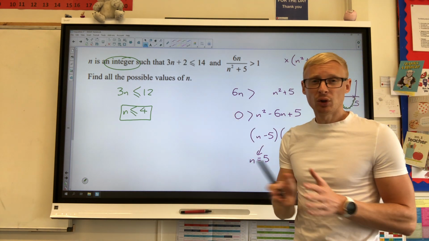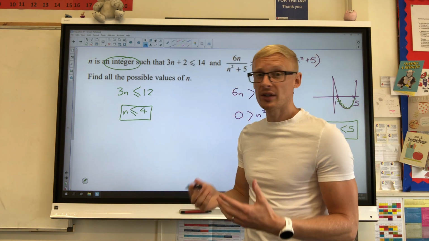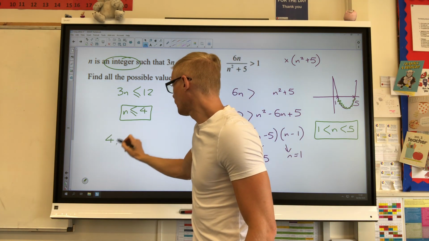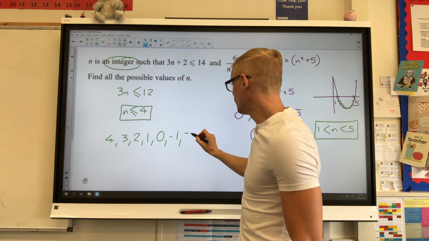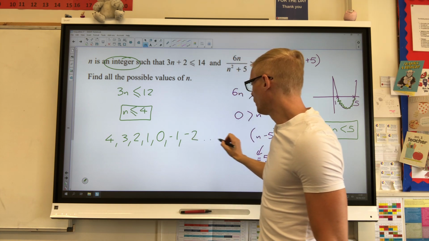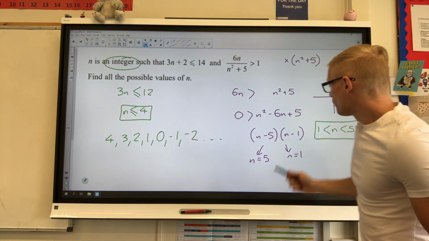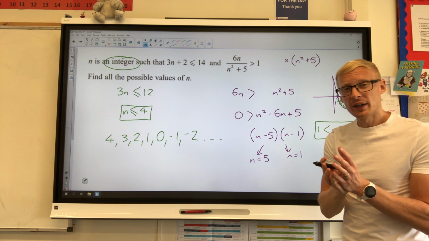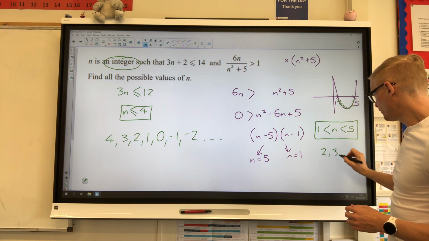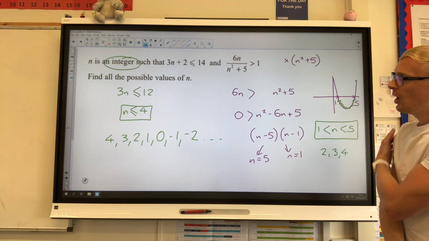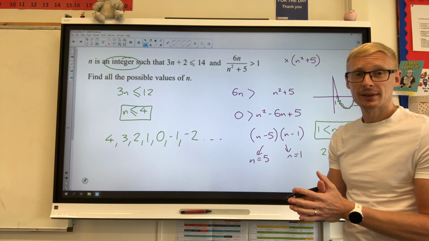So you can list these off if you like, and you can say n is less than or equal to 4. So what I'm looking for there in terms of whole numbers is 4, 3, 2, 1, 0, -1, -2, and so on. Okay, that's infinite there because it just needs to be less than or equal to 4, so I could keep going. With this one, I'm a bit more restricted. This is telling me it's got to be greater than 1 but less than 5, so I'm looking at 2, 3, 4, and that's it.